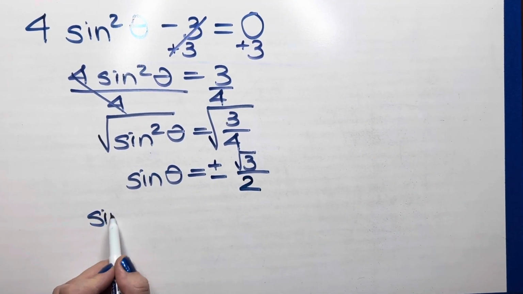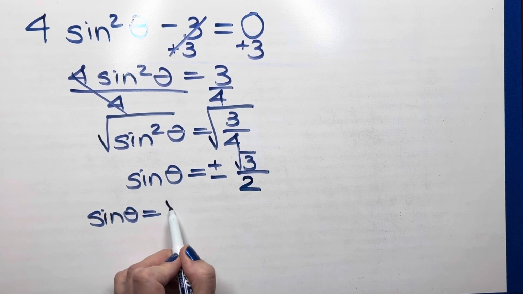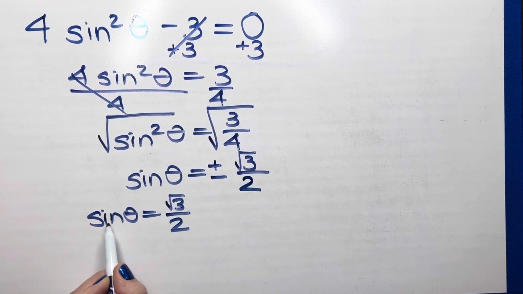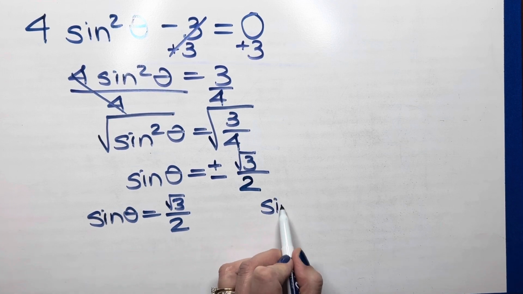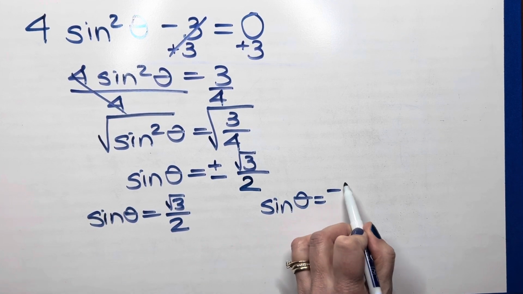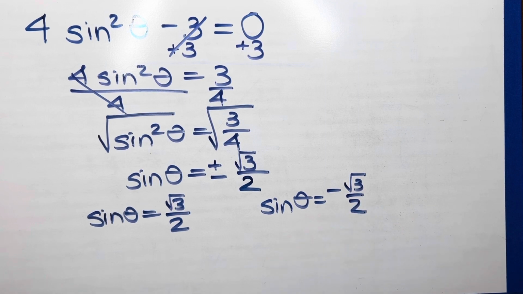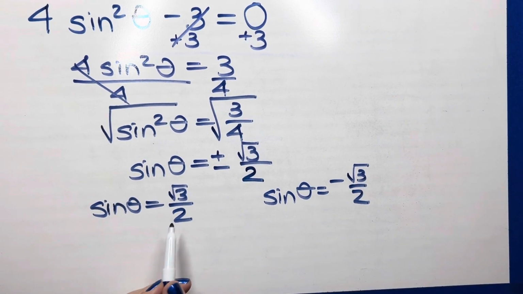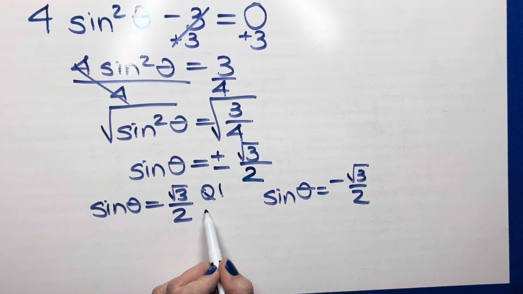So what that does is it sets up these two smaller equations. Sine theta is now equal to positive square root of 3 over 2, or the sine of theta is equal to negative square root of 3 over 2. So there are 2 places on the unit circle where the sine is positive. That would be in quadrant 1 and quadrant 2.